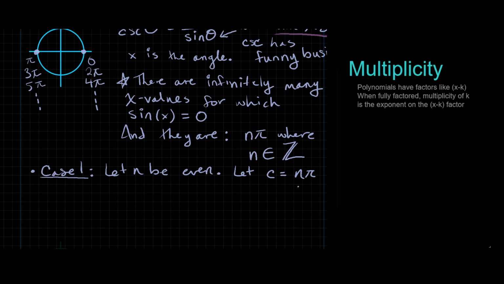Now if c is equal to n pi and n is even, then we want to think about angles approaching this way and this way. So let's consider the limit as x approaches c of cosecant of x. And we want to consider the left and the right separately.